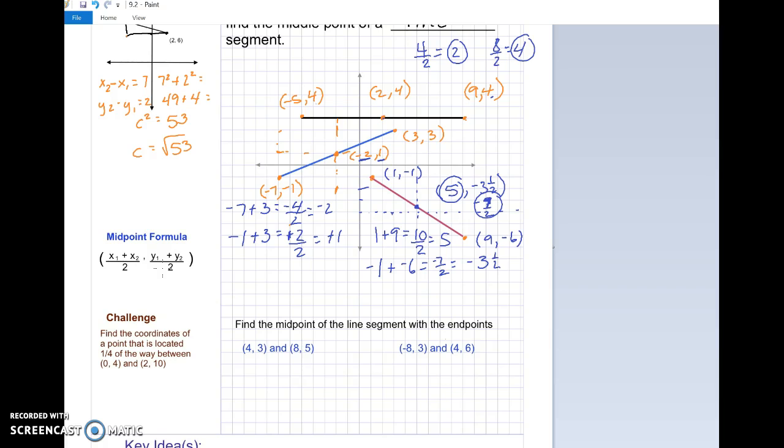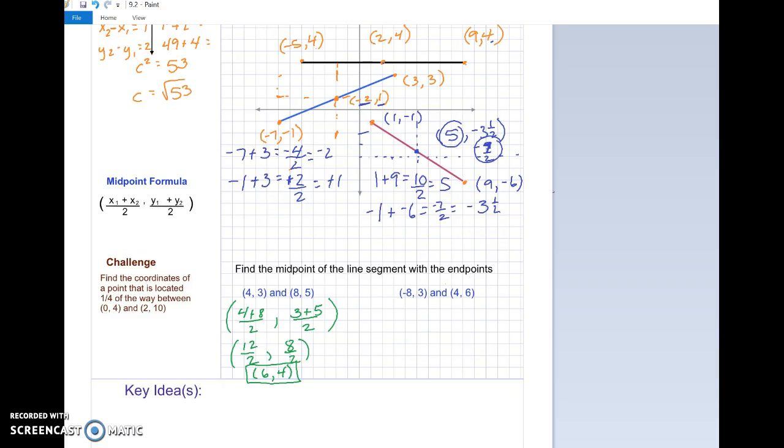So now let's do a couple. See if you can figure out the midpoint of the line segment with these endpoints. We have 4, 3, and 8, 5. Find it. Okay, so did you find that it was 6, 4? Here's the work. 4 plus 8, add my x's, divide by 2. That's my x value. 3 plus 5, divide by 2. That's my y value. I simplify things. I have 12 divided by 2, I have 8 divided by 2, and that becomes 6, 4. So my coordinate point is 6, 4.